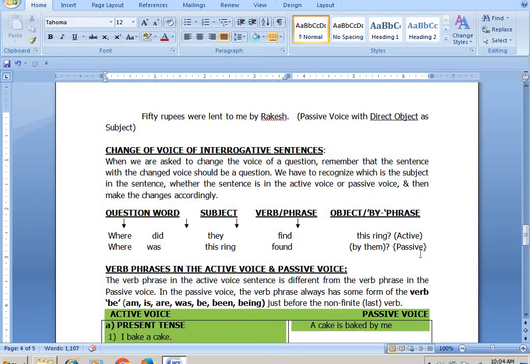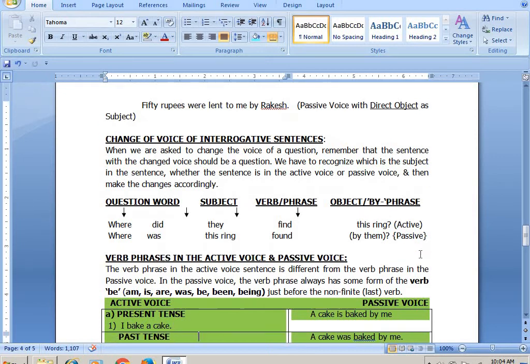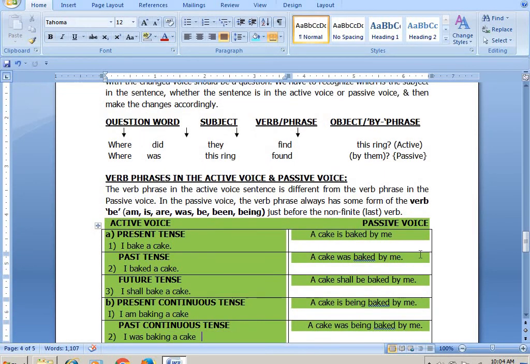Active into passive. Okay. Now verb phrases in active voice and passive voice. The verb phrase in the active voice sentence is different from the verb phrase in the passive voice. In the passive voice, the verb phrase always has some form of the verb be: am, is, are, was, were, be, been, being, just before the non-finite verb.